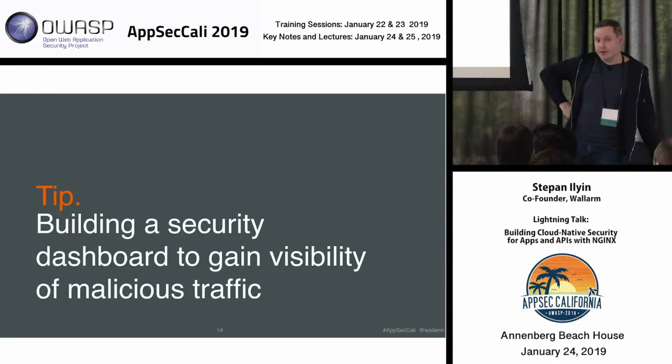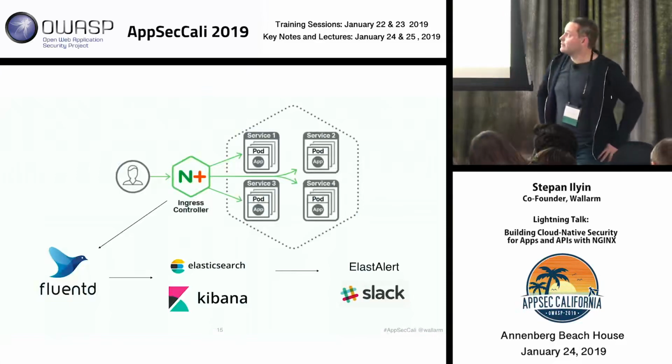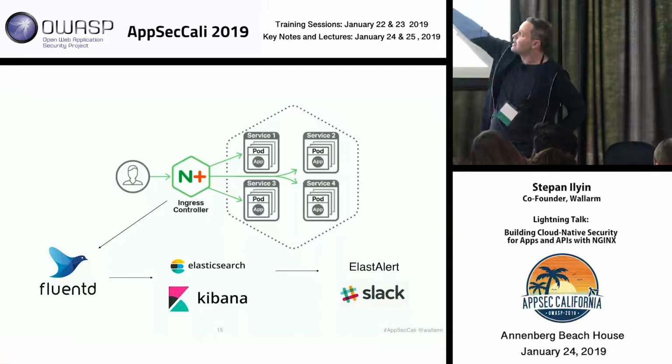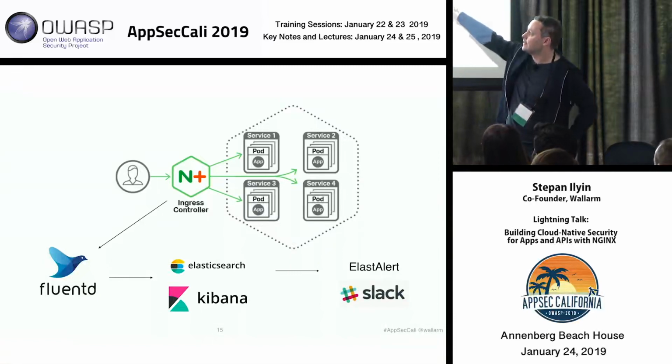build a kind of dashboard to get some visibility of what is happening, and also set up a kind of alerting, so we know what is happening in real time. The setup is very basic, actually. Once again, you have this Kubernetes environment, and you have NGINX. You can have just NGINX, so Kubernetes is not a requirement.